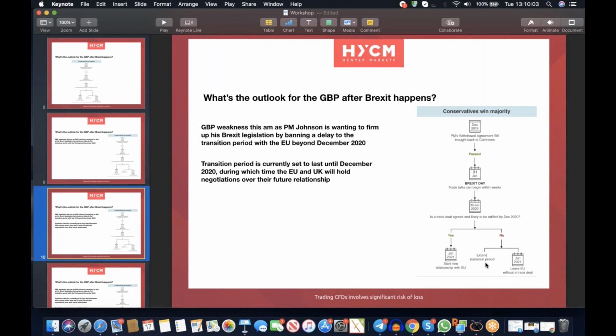of the transition period. Okay, so that transition period is the time between Brexit Day on the 31st of January and December 2020. That is called the transition period, and that is due to end December 2020. So what PM Johnson says today is he wants to ban a delay to that transition period. In other words, he wants to put into the bill that this is not an option. There can't be an extension.